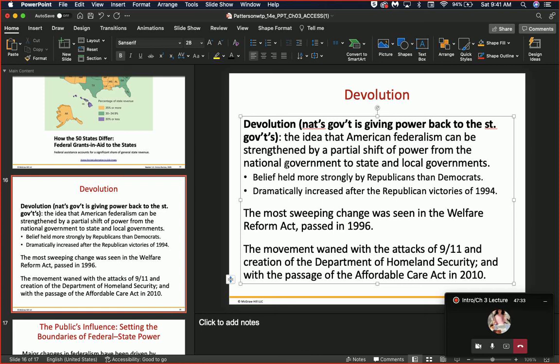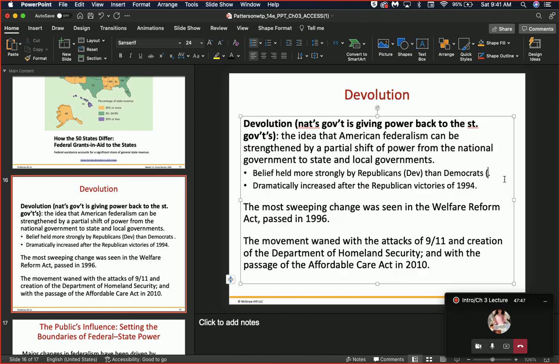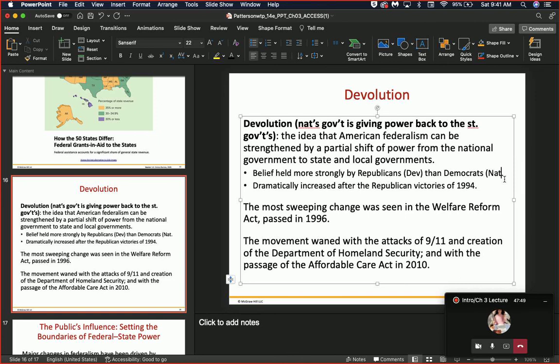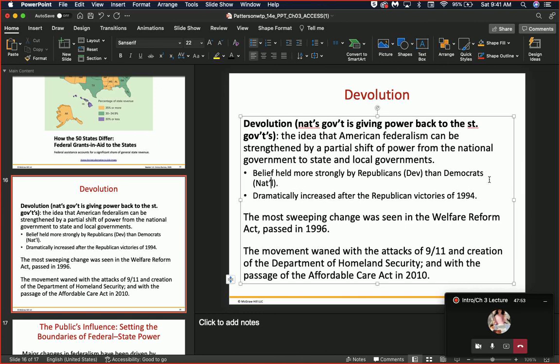So devolution, that's that weaker national government, right? That is more supported by Republicans. The process of nationalization is more supported by Democrats. Okay, and again, I will attach this annotated PowerPoint for you guys onto Canvas. Okay, so Democrats support more of that nationalization, that more powerful national government.